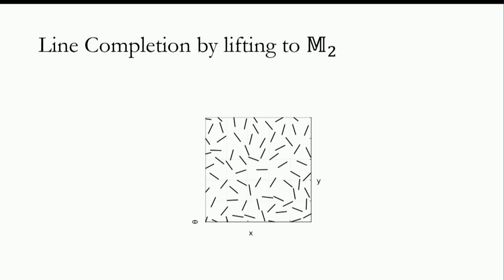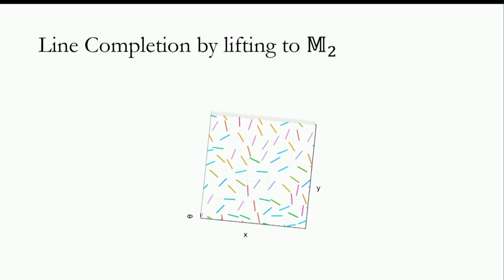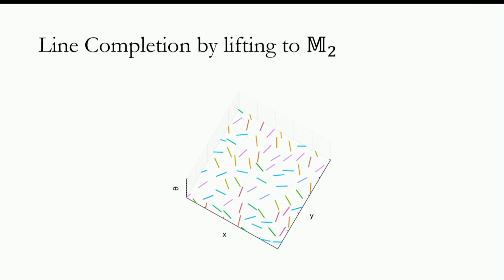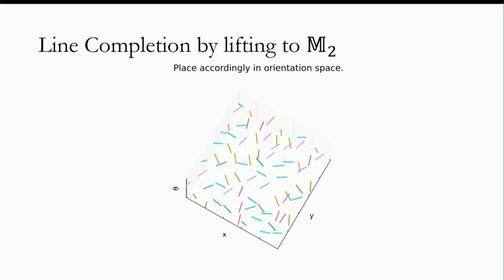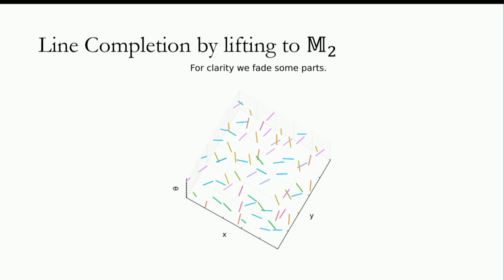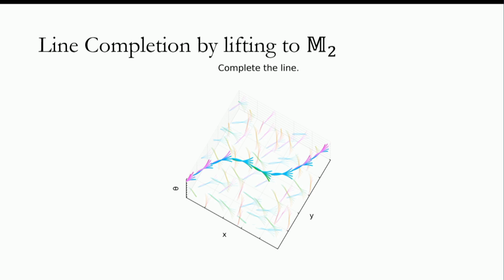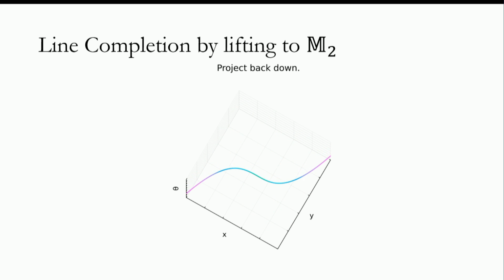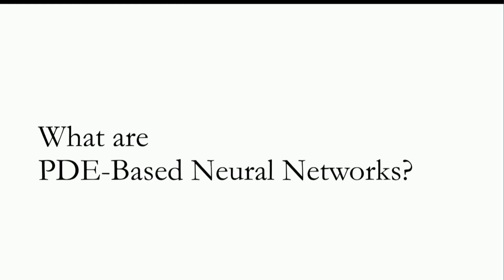So, with this high dimensional picture, I remade the animation from previously. So again, identify the orientations, introduce the third dimension, the orientation dimension, place them appropriately. You place the association fields, which are now Riemannian geodesics, and you can complete the line and project it down again. Okay, this is neurogeometry. Now let's see what PDE-based neural networks are.